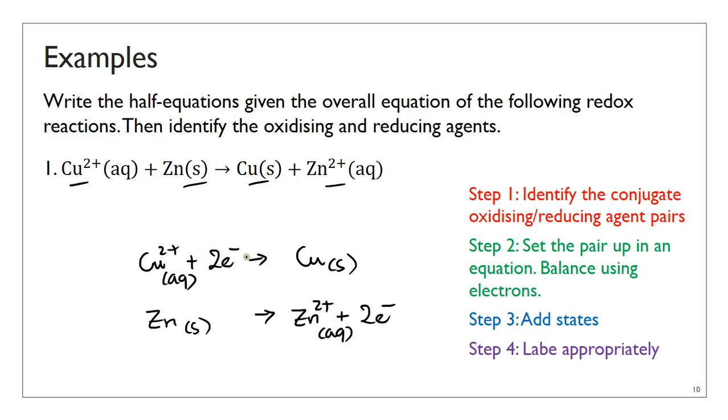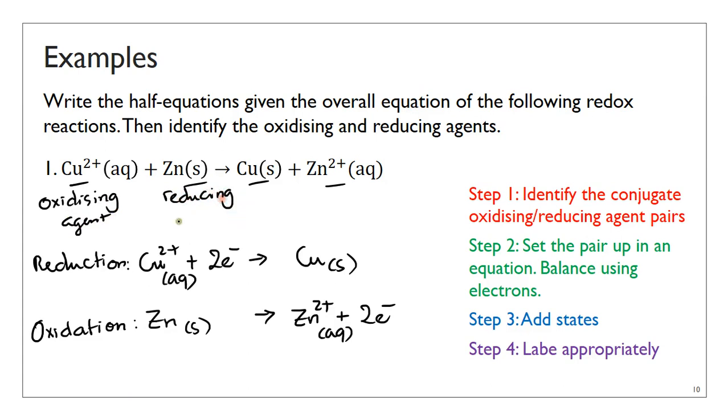So if you see electrons on the reactant side, that is the same as gaining electrons. So gaining electrons is reduction. And if you see electrons on the product side, that's losing electrons. Losing electrons is oxidation. Okay, so that's reduction and that's oxidation. Now the substance that undergoes reduction is called the oxidizing agent. So the oxidizing agent undergoes reduction. And the substance that undergoes oxidation is called the reducing agent. So this is the reducing agent. Okay, so that's example 1.